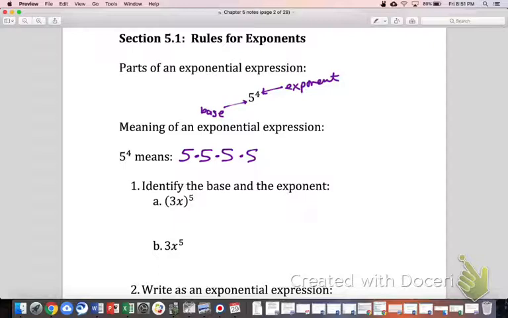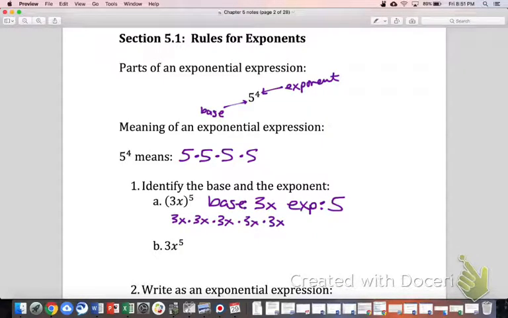So in letter A, the base is 3x, and the exponent is 5. So you have a base of 3x and an exponent of 5. So that essentially means that 3x in parentheses to the 5th means 3x times 3x, so on and so forth, 3x times itself 5 times.